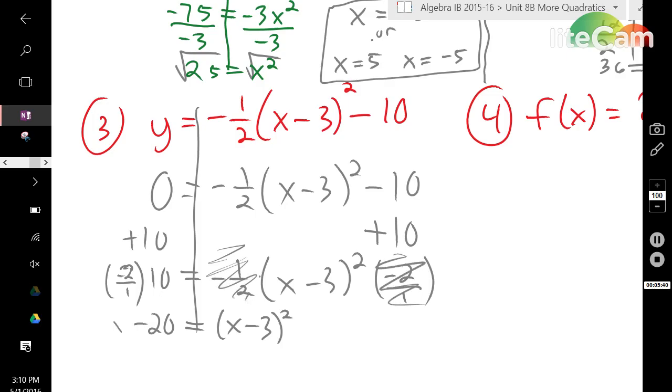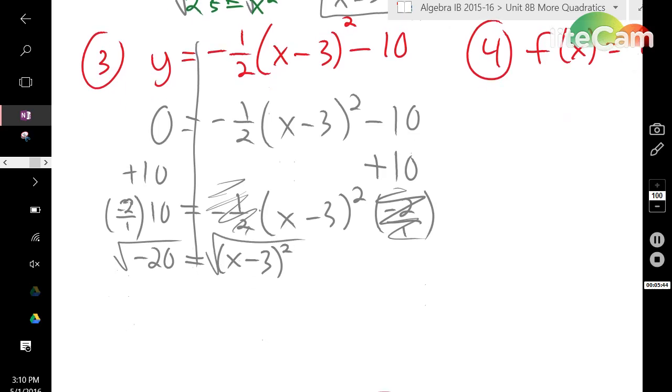Now, your next step is to square root both sides. But when you square root a negative number, you end up getting an unreal solution called an imaginary number. So what that means for our zeros is that there are no zeros of this function. It does not cross the x-axis whatsoever.